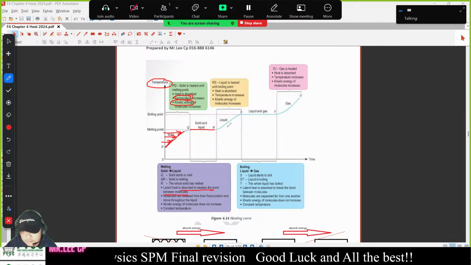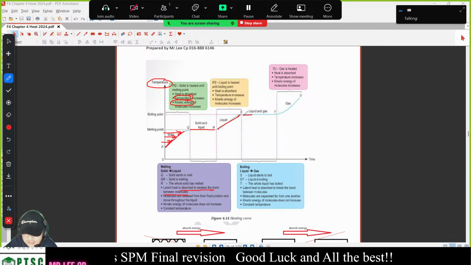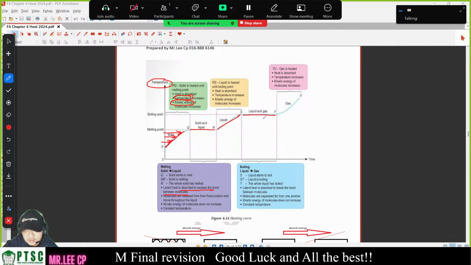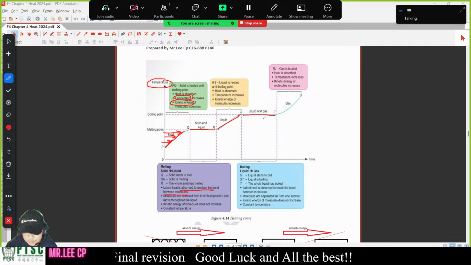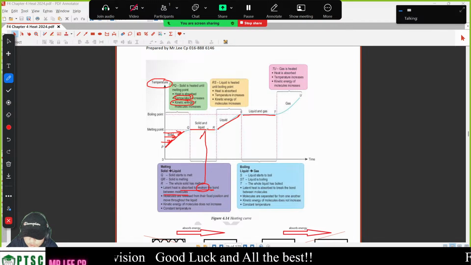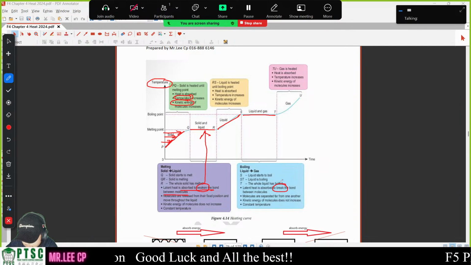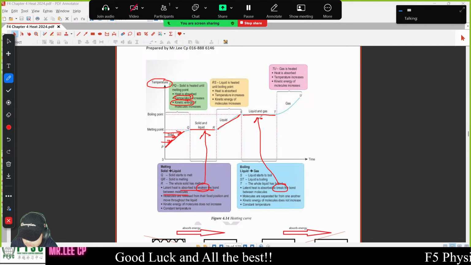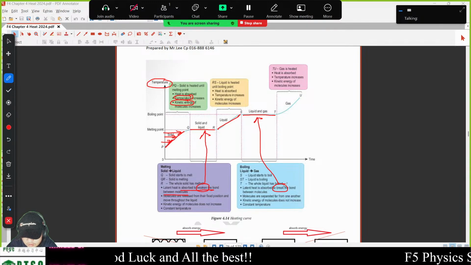Now this one is the same, increase kinetic energy. This one is to break the bond. This one is to weaken the bond. You need to know. Here it is to break the bond because you want to change to gas already. Weaken the bond, break the bond.